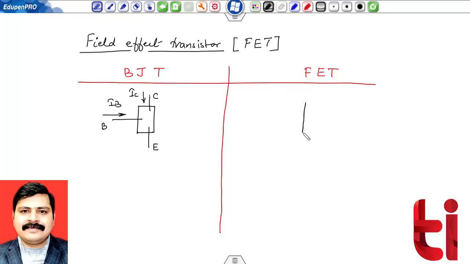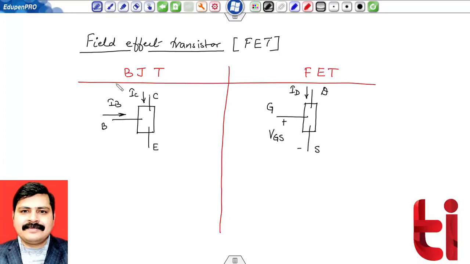On the other hand, in case of FET, it is also a three terminal device, but the names of the terminals are gate, drain, and source. Here we are interested in the output current, which is my drain current ID, and effectively the same current will flow through the source also, but rather than being controlled by an input current, it is controlled by the voltage applied between gate and source.